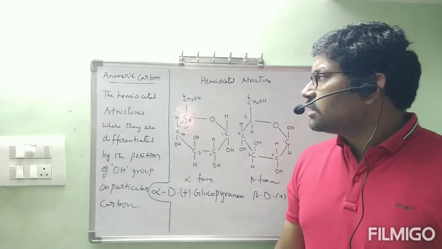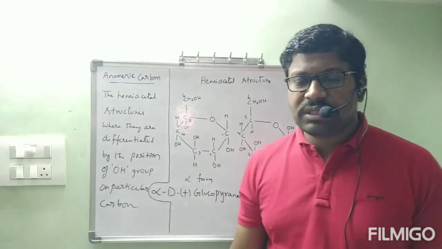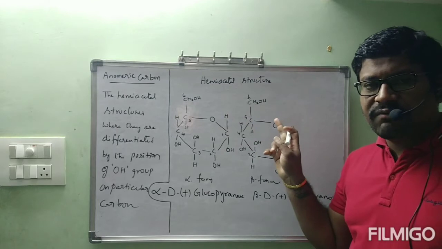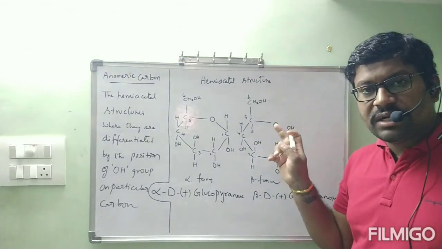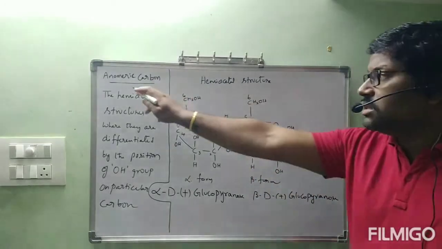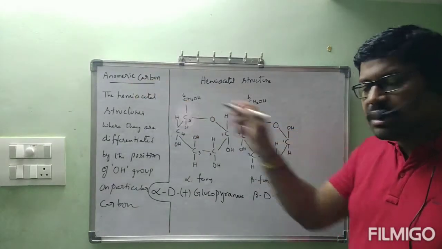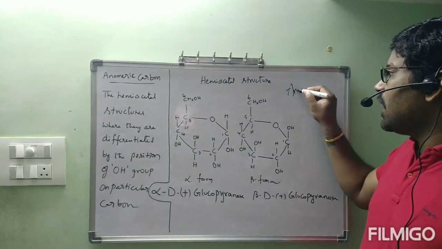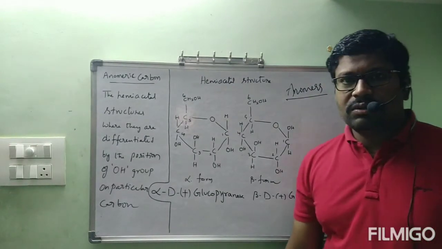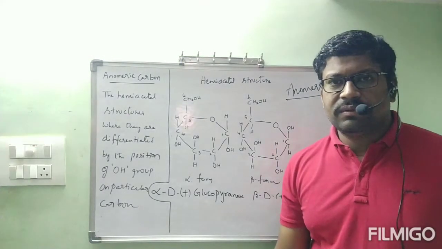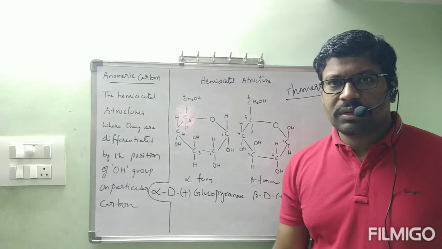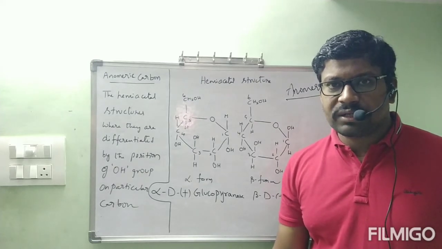And finally, we have seen the anomeric carbon definition. These two forms, alpha form and beta form of glucose, are differentiated by the position of the OH on the first carbon. That carbon is called the anomeric carbon, and those two forms are called anomers. Okay, this is the complete data regarding glucose. Now we have to go through fructose.